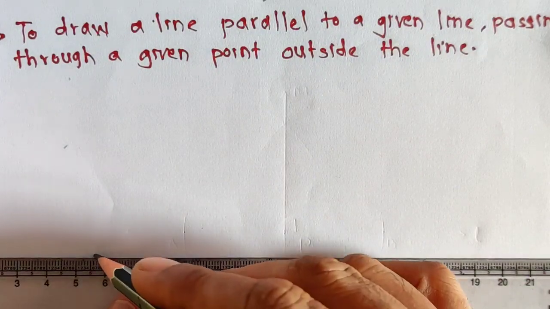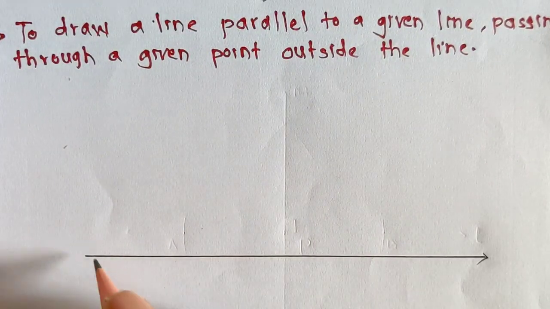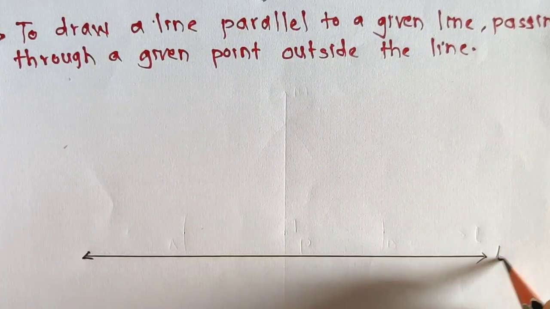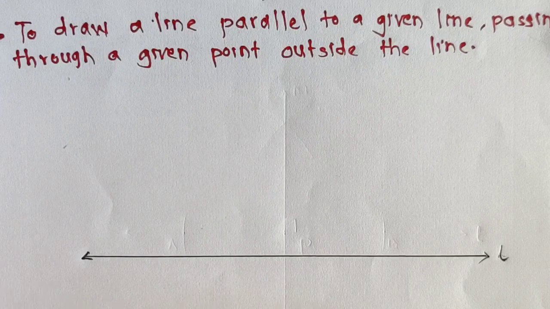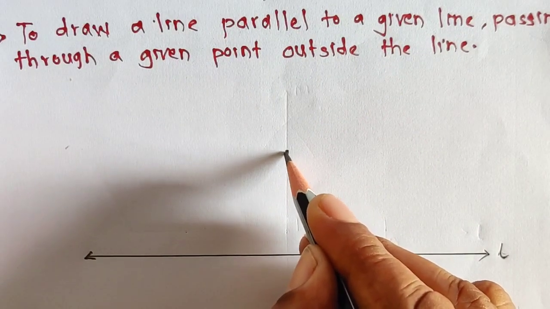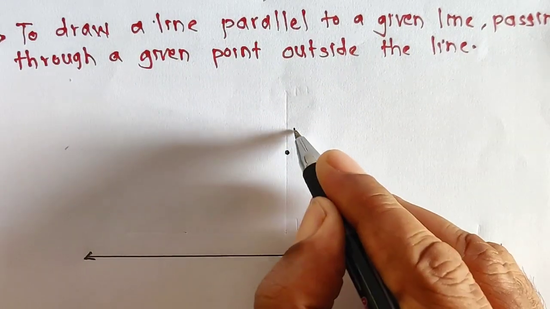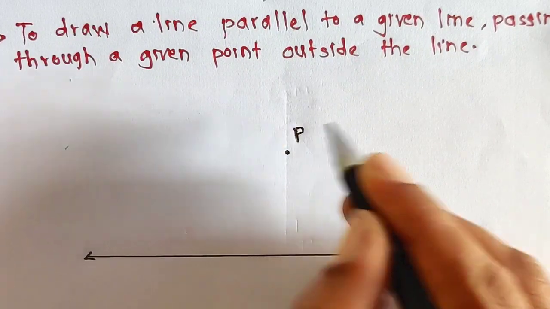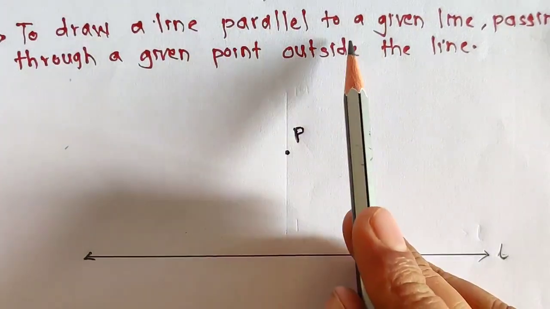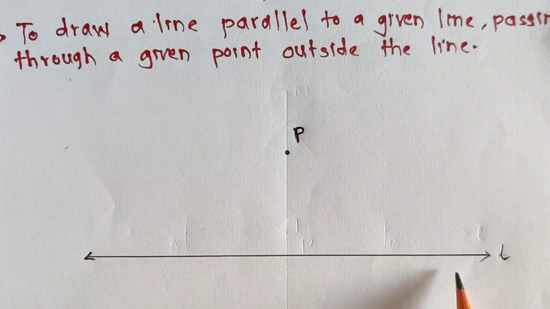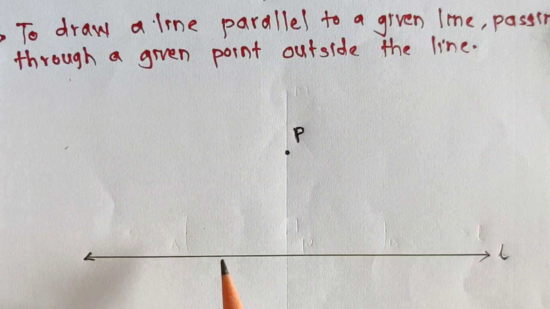So draw a line L. Here we are using the concept: if two lines are perpendicular to the same line, then these are parallel to each other. So that concept we are using here. Here it is the point P outside the line L. So what is our construction? To draw a line parallel to the given line, where the given line is L and point P is outside that line L.